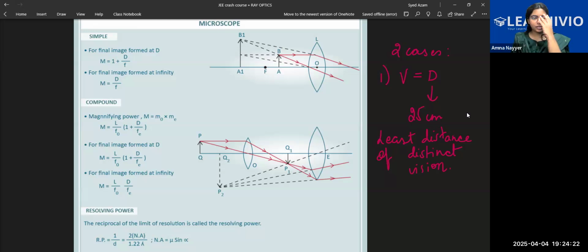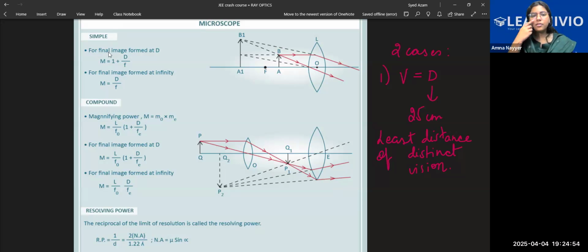Least distance of distinct vision means you are able to see without the lens. Without the lens, if you are able to see an object clearly, this distance is 25 centimeters. Before it, I'm not able to see it clearly. Afterwards, it becomes blurry and I'm not able to see it. So that distance where you're able to see things clearly is called the least distance of distinct vision. Okay, so that is important.